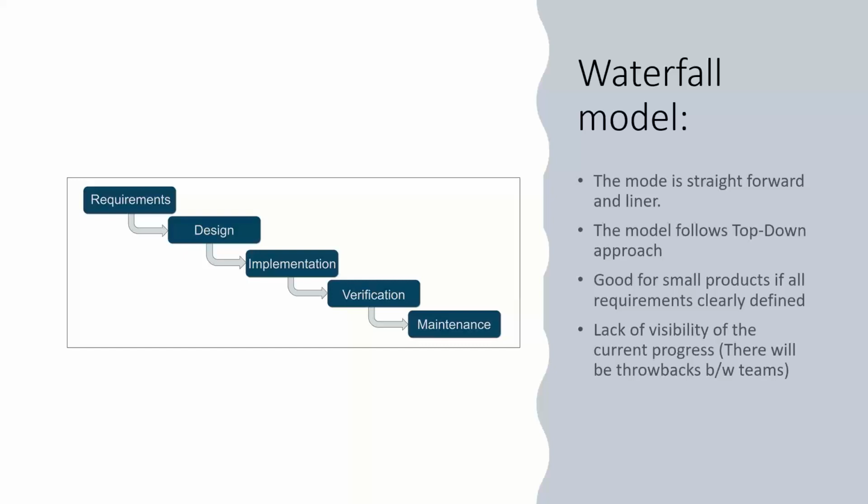So in one phase there will be requirements gathering, and in another phase there will be design and implementation, verification, maintenance, right? So this is a very straightforward model. It actually follows the top-down approach. So you see in the diagram, requirements, then once the requirements are done, it comes to design, then to the implementation, then verification, then the maintenance.